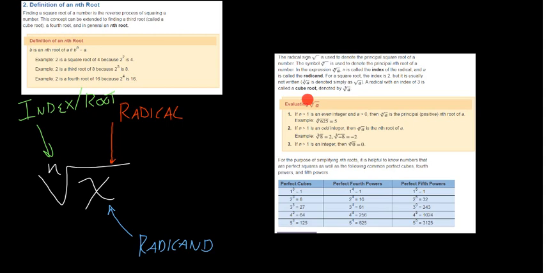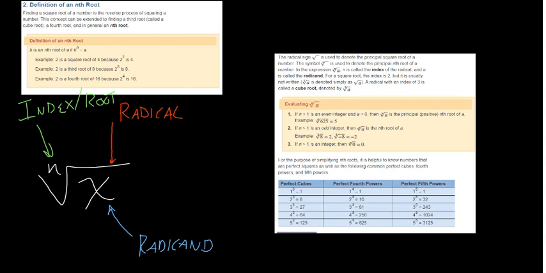Okay, so next we're going to be talking about evaluating the nth root of a. If n is an even integer and a is greater than 0, then the nth root of a is the principal, again positive, nth root of a. For example, we have the fourth root of 625, which is 5. If n is greater than 1 is an odd integer.